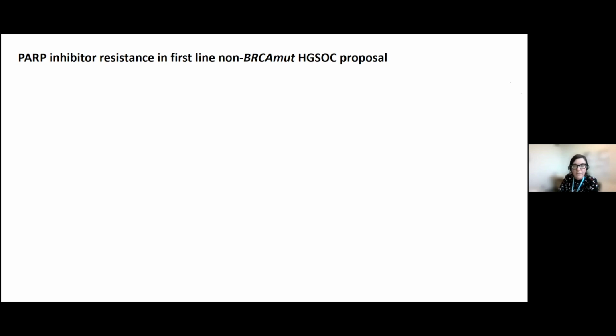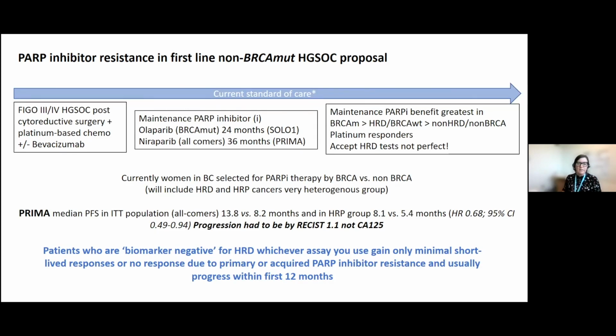And we want to look at it in the first-line setting, which is where PARP inhibitors have now gone in ovarian cancer. So the reality in terms of the standard of care at the moment is women get a PARP inhibitor following response to chemotherapy and following surgery, and they can either have olaparib if they're BRCA mutant as per SOLO1, or they get niraparib for up to 36 months as per the PRIMA trial. Now, we know at the moment we don't have HRD testing funded in British Columbia, so we're selecting patients for PARP inhibitor therapy going right back to the beginning using BRCA or non-BRCA.